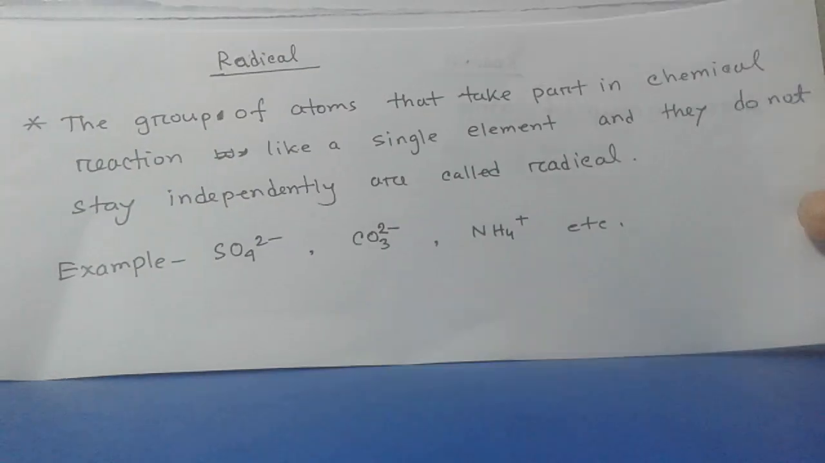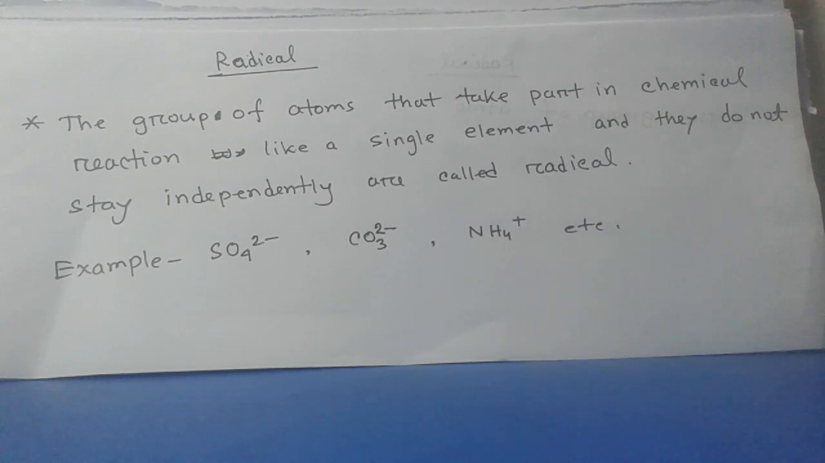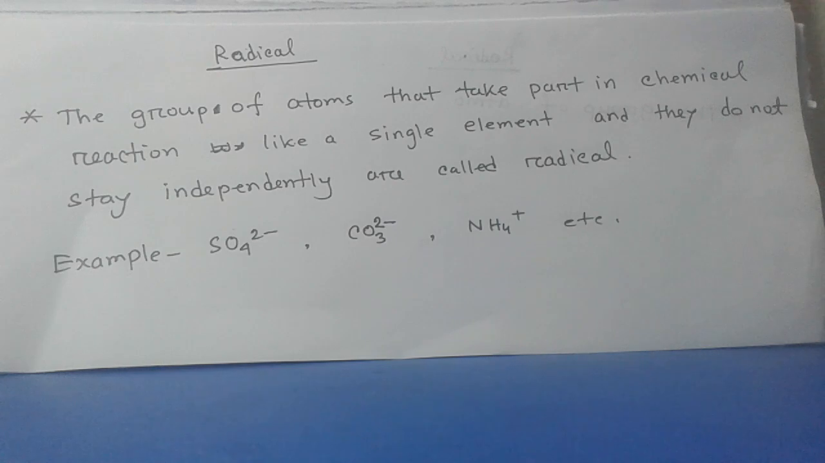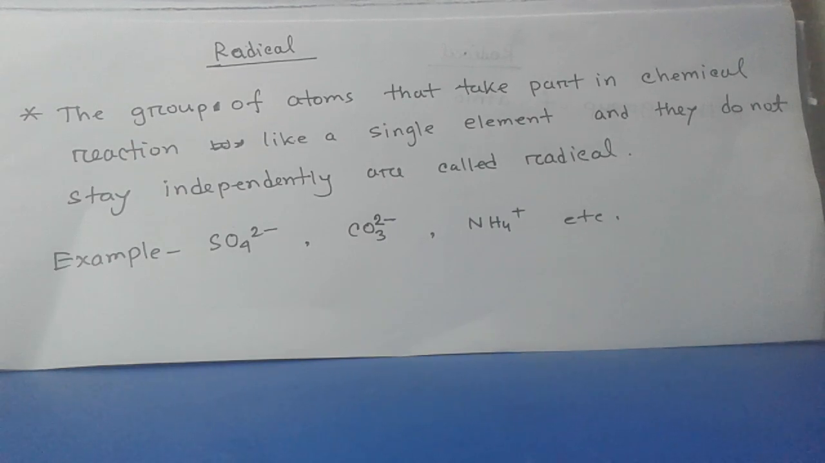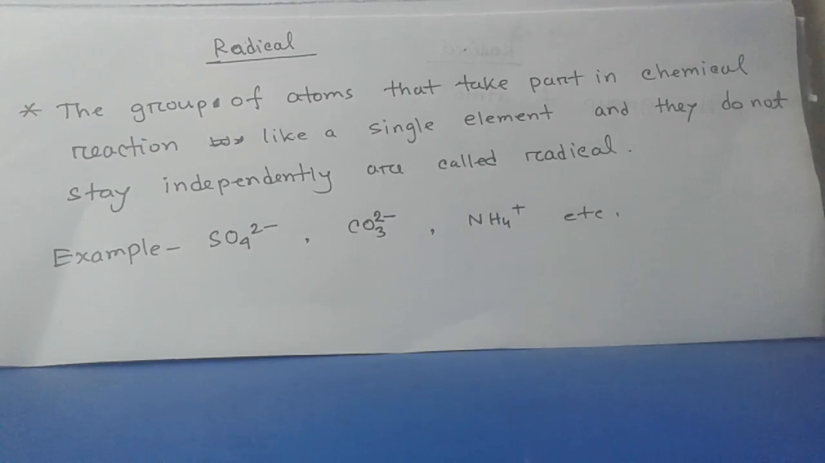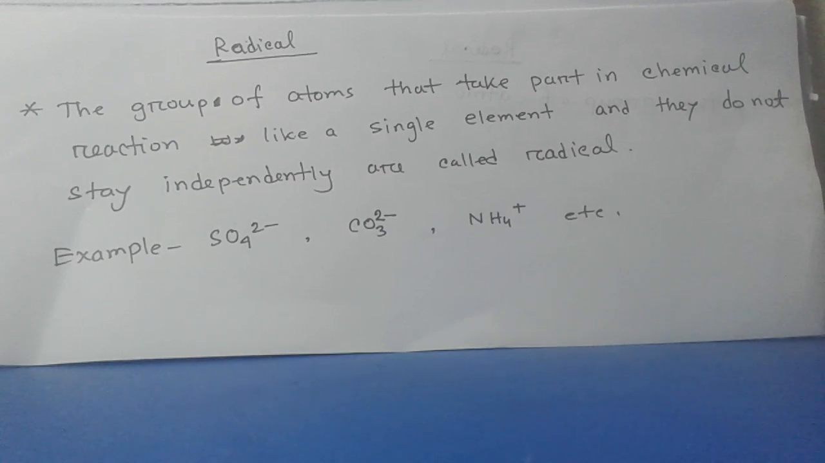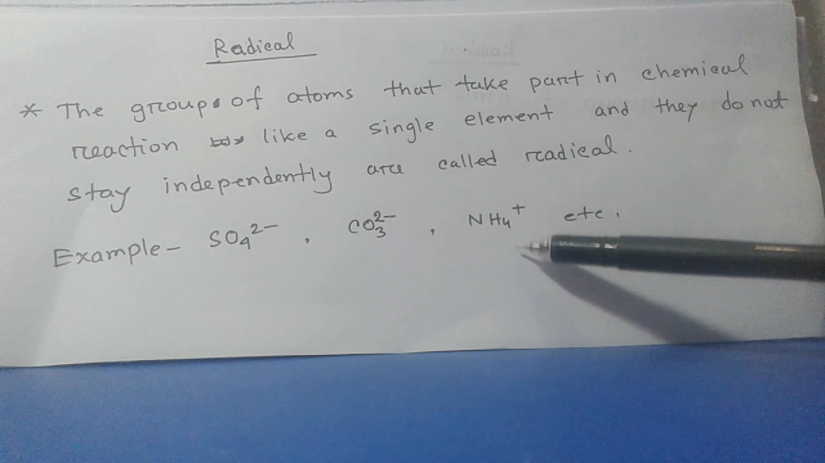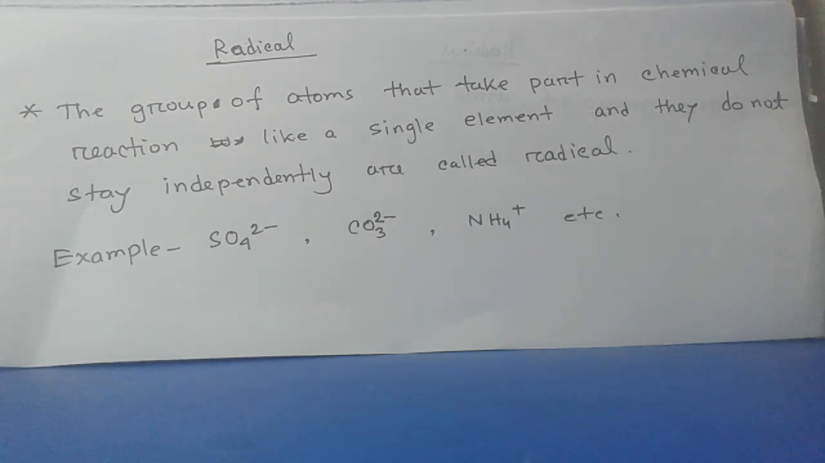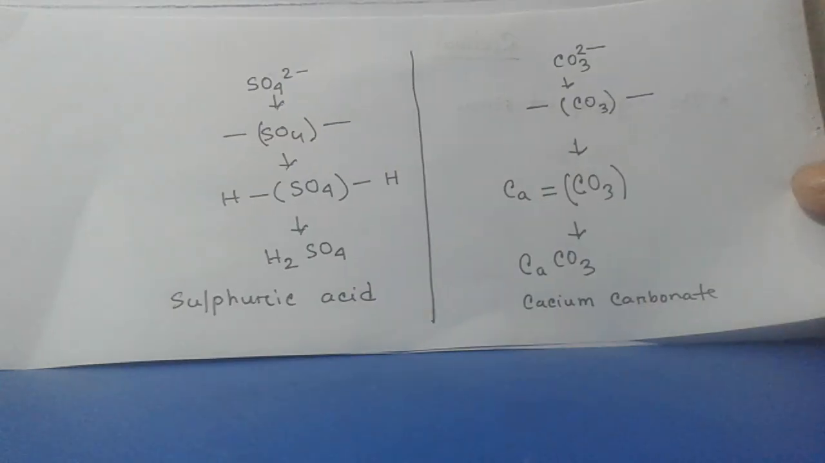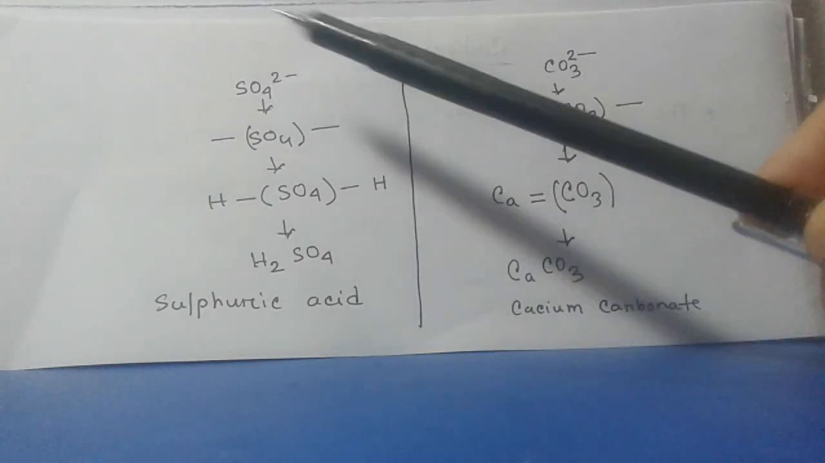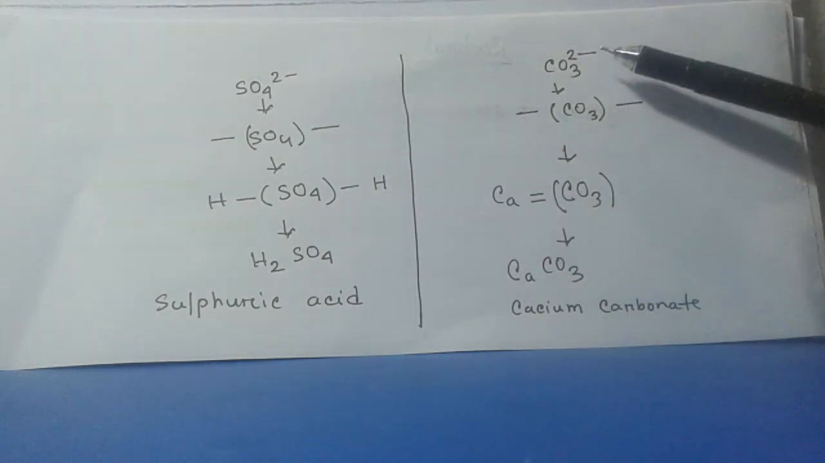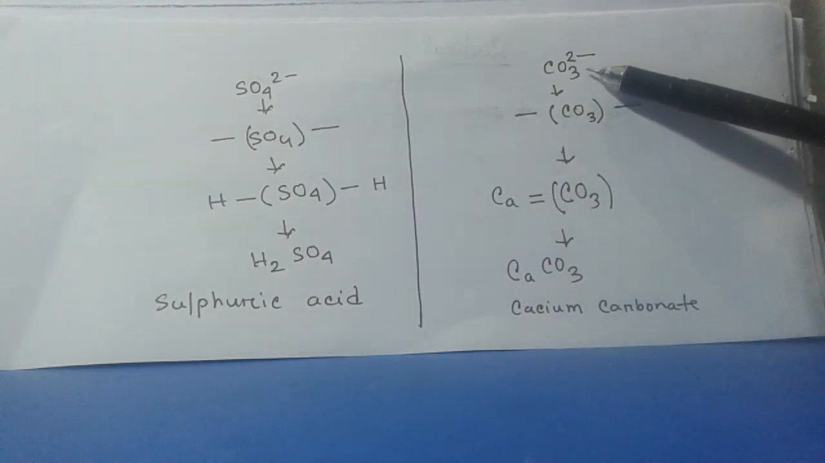Now, what is radical? The group of atoms that take part in chemical reaction like a single element and do not stay independently are called radical. For example, sulfate, carbonate, ammonium, etc. Now sulfate is a radical and carbonate is also a radical.